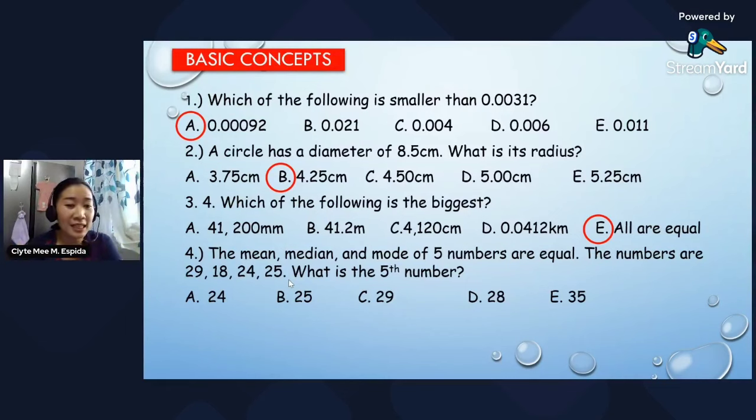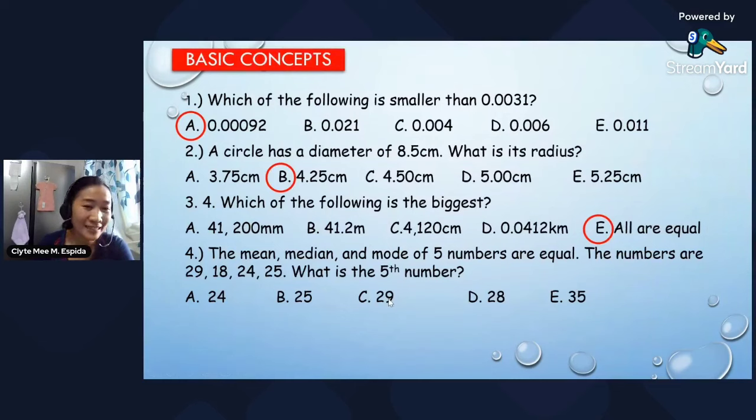Congratulations kasi walang sumasagot ng D at saka E. Very good. Yung D at saka E po, pwede na po natin siyang i-eliminate. Bakit? Sa given po natin, wala pong 28, wala pong 35. So, imposible po na magiging mode natin siya. Kasi dapat sabi sa mode, yung inuulit na number. So, it could be either 18, 24, 25, or 29. So, congratulations sa hindi sumagot ng D at saka E.